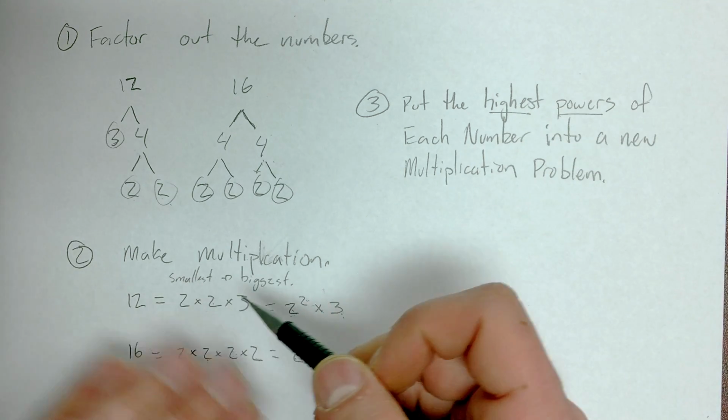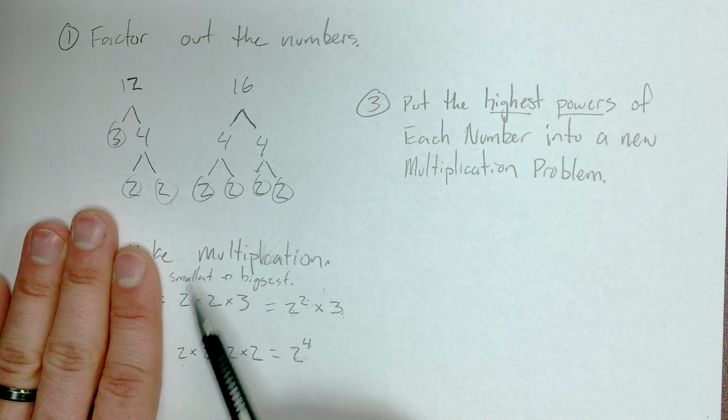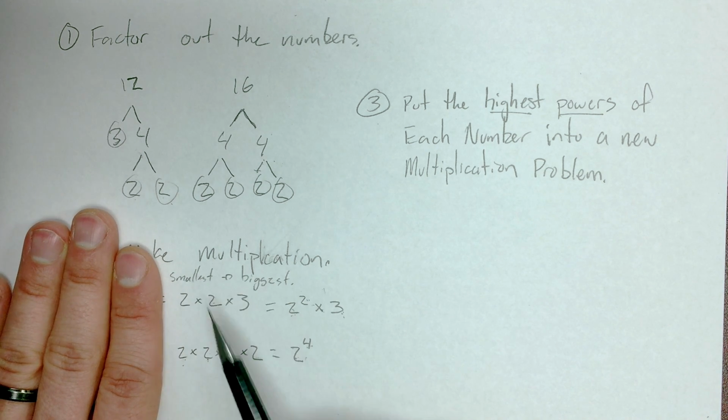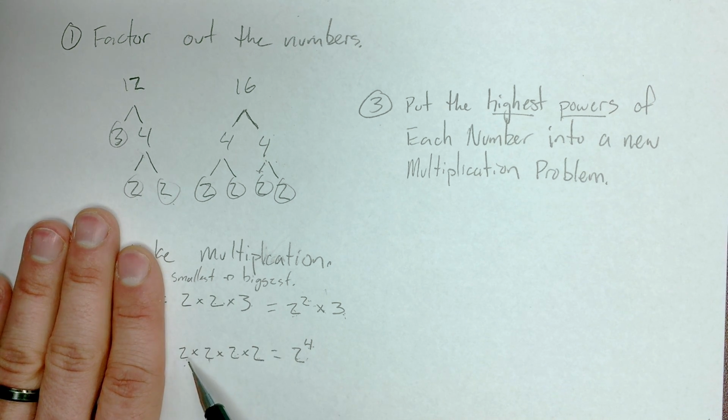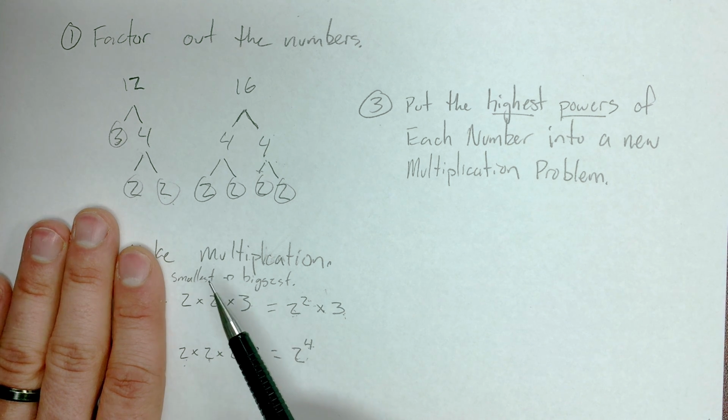each number. Now, we're going to ignore these numbers, and we're going to look at these numbers. What numbers are we working with? 2's and 3's. So we have 2 to the power of 1, 2 to the power of 1, 2 to the power of 1, 2 to the power of 1, 2 to the power of 1, 2 to the power of 1, and 3 to the power of 1. And over here we have 2 to the power of 2, 3 to the power of 1, and 2 to the power of 4. So we're going from smallest number to biggest number.